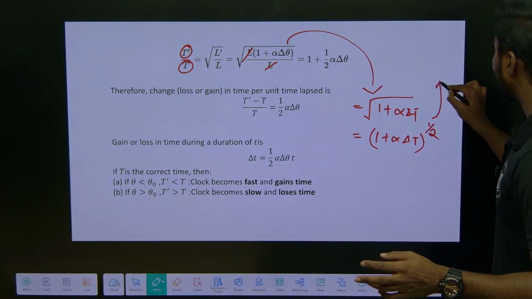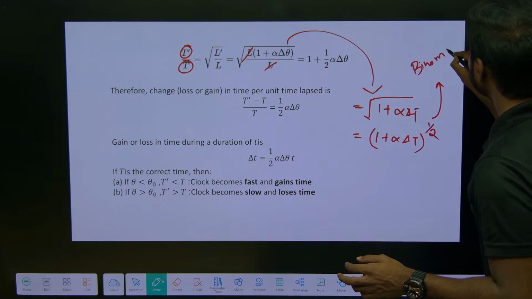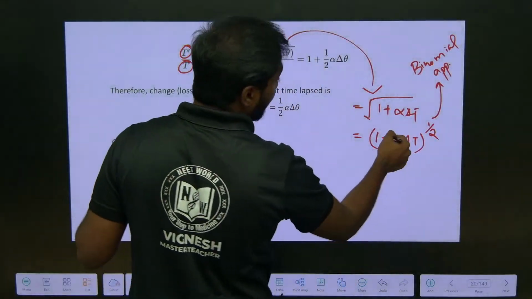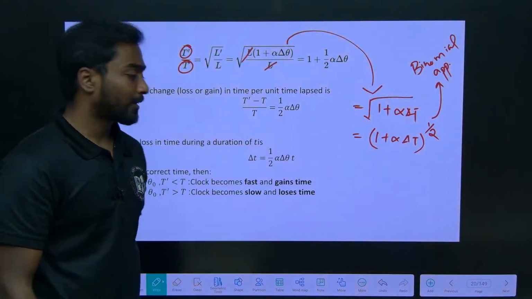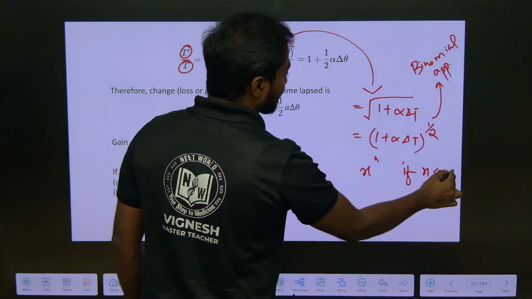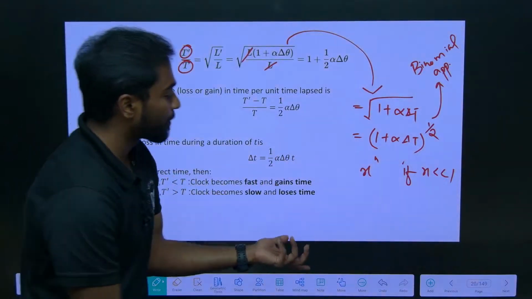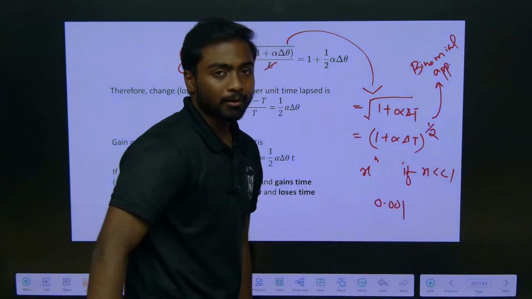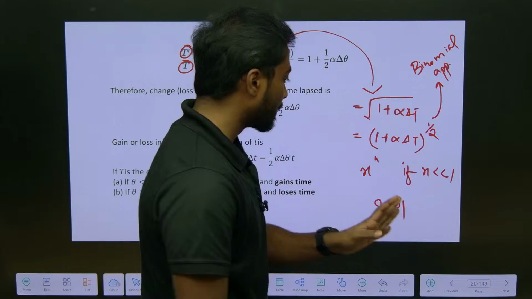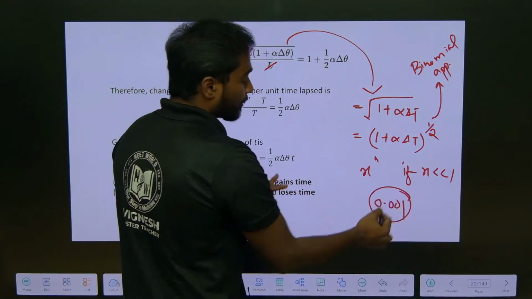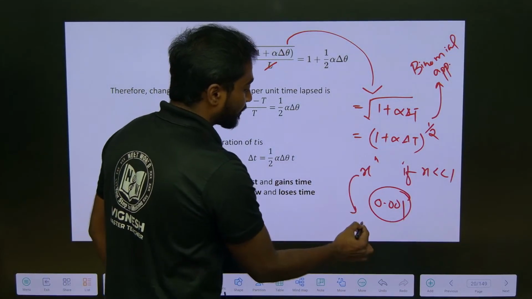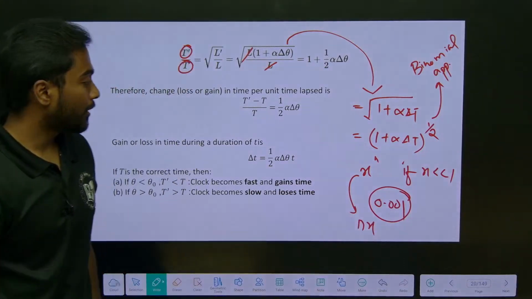So, binomial approximation method. We take the power and multiply it in front, right? So x power n, if x is very much less than 1, for example 0.001, when I square this also I will get a very small number, because the given value itself is very small. So for that, we reconsider this as n into x.